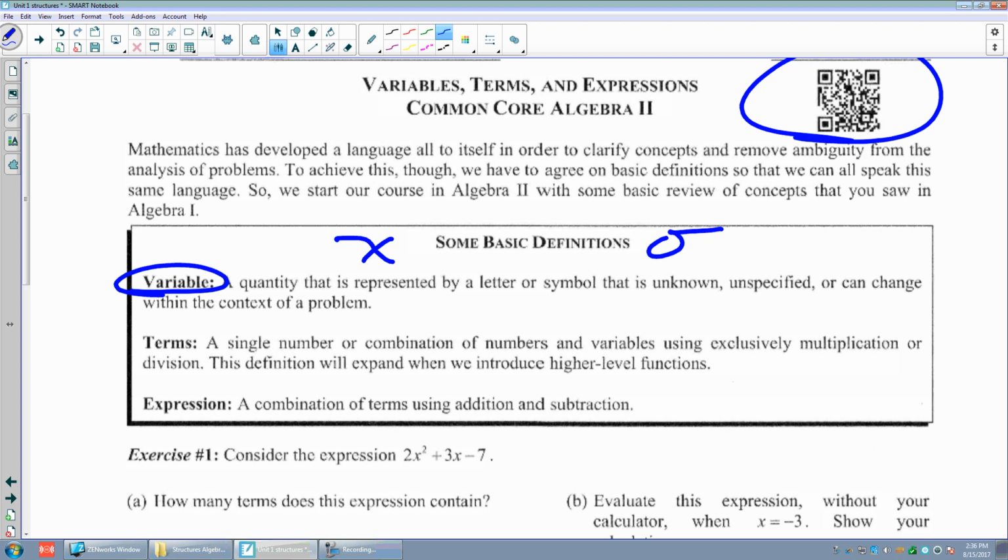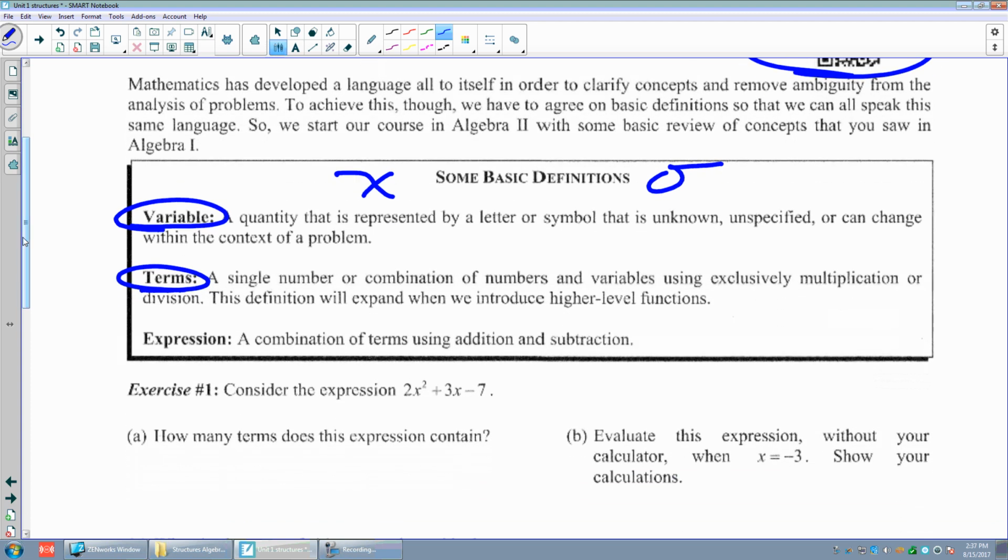Okay, term. A single number or combination of numbers and variables using exclusively multiplication or division. This definition will be expanded when introduced to a higher level of functions. So let me see, 3x, 3x squared. Wait a minute, you just said multiplication. Well, guess what? Squared means that we're multiplying x times x, so it is just a shortened way of saying multiplication. Now, expression: a combination of terms using the addition sign and subtraction sign.